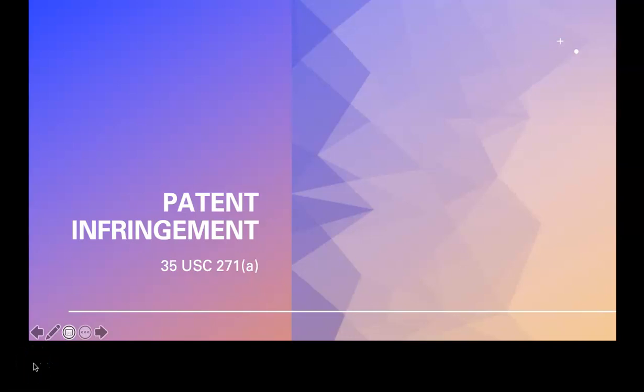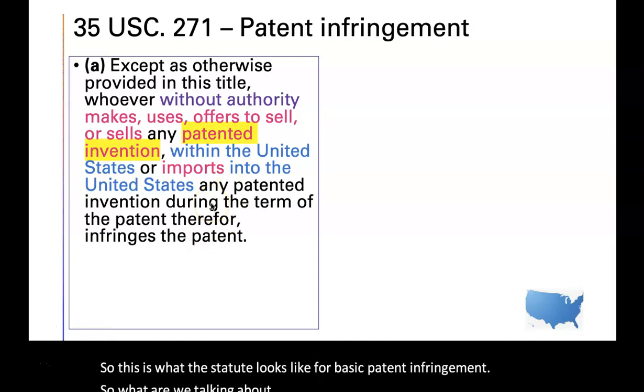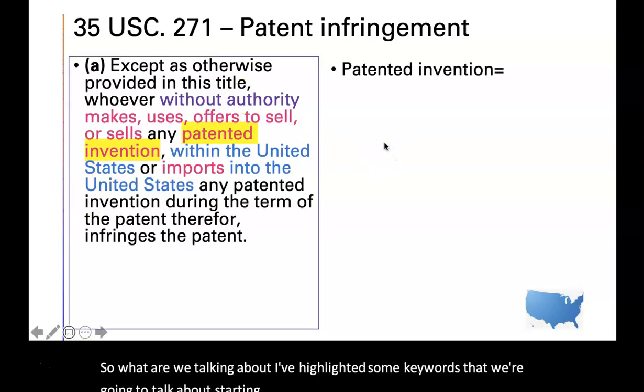Let's look at patent infringement under 35 U.S.C. § 271(a). So this is what the statute looks like for basic patent infringement. So what are we talking about? I've highlighted some key words that we're going to talk about, starting with what is the patented invention?